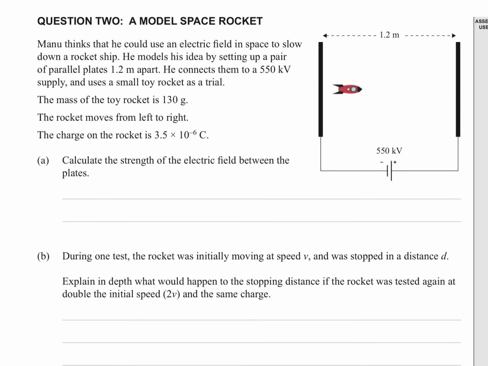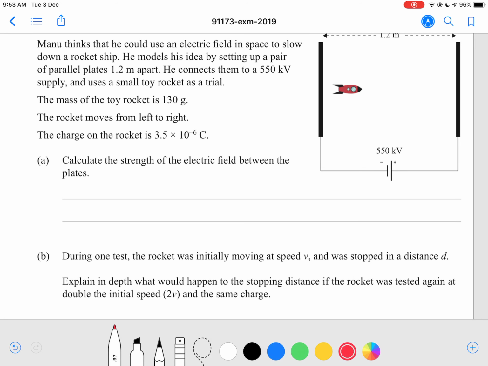So question 2, a model space rocket. Manu thinks that he could use an electric field in space to slow down a rocket ship. He models his idea by setting up a pair of parallel plates 1.2 meters apart. He connects them to a 550 kilovolt supply and uses a small rocket as a trial. The mass of the toy rocket is 130 grams. The rocket moves from left to right, and the charge of the rocket is 3.5 times 10 to the power of negative 6 coulombs. Calculate the strength of the electric field between the plates.